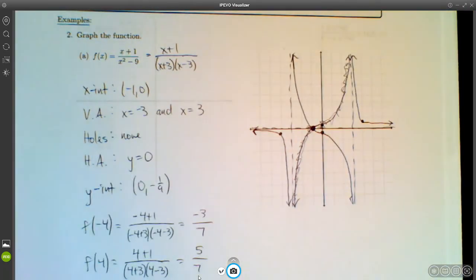Wow. Well, I'm glad I checked it in Desmos. That would have been embarrassing. There you go. Well, it is embarrassing. I'm embarrassed.